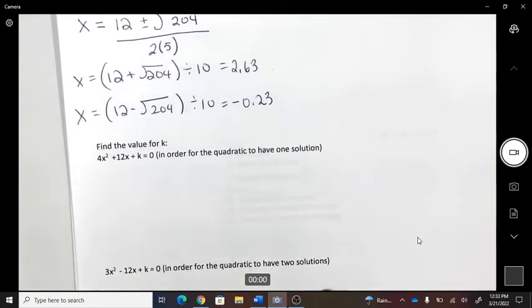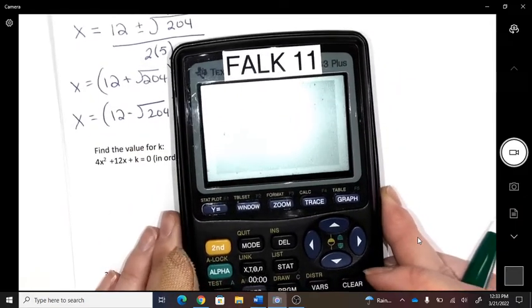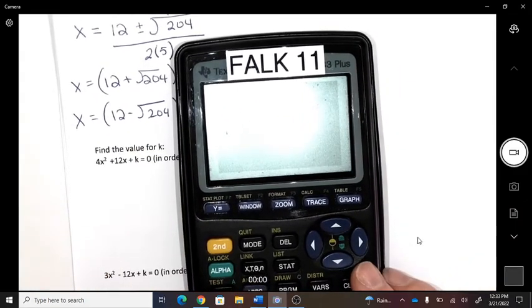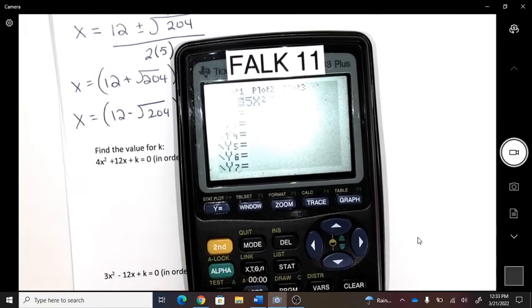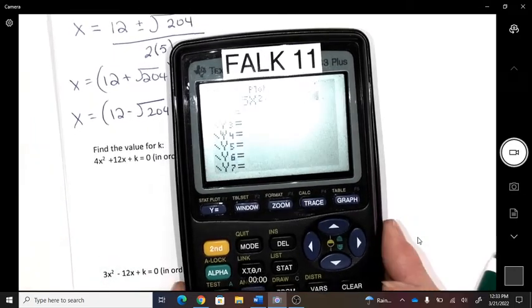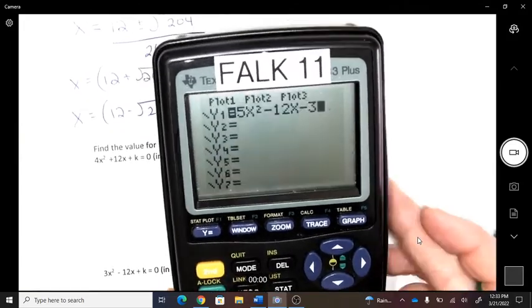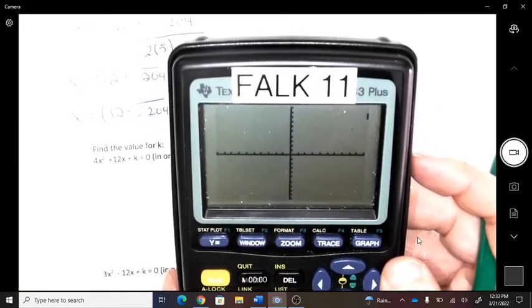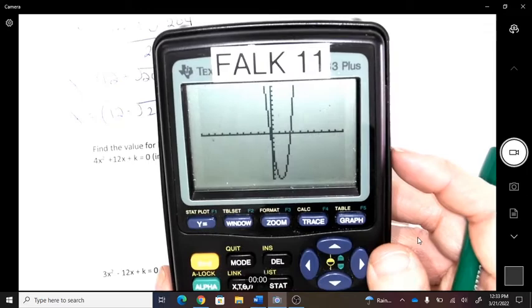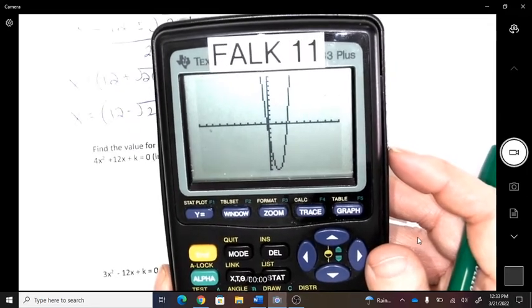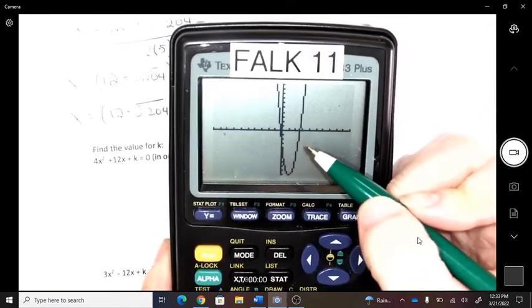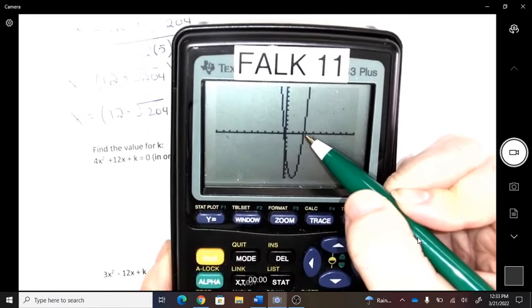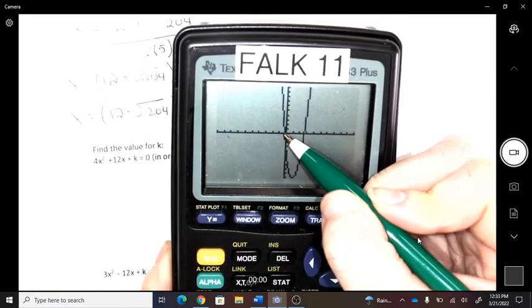Okay, I'm going to show you what this looks like. This is what we do in applied math. My grade 11 applieds, we're learning the same thing. I'm going to go y equals 5x squared minus 12x minus 3. I type the equation in and graph it. And what should it make? A parabola. Do you see the parabola? I want to know where it's crossing the x-axis.